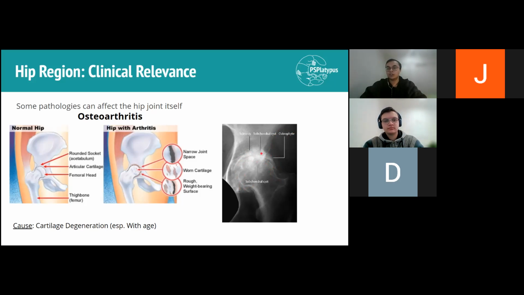And the third thing you can have a look at is the subchondral sclerosis. And then the fourth thing is subchondral cysts, both of which are labeled on here. And I've included notes on that below as well.